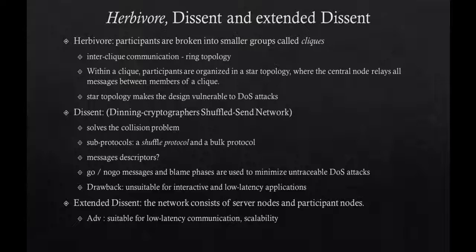Dissent, which is the dining cryptographer shuffle send network. It is built on top of DC network. This solves the collision problem. Dissent consists of two sub-protocols, namely the shuffle protocol and the bulk protocol. In the bulk protocol, each member creates an assignment table for each other member, the so-called message descriptors. The shuffle protocol is used to shuffle these message descriptors.